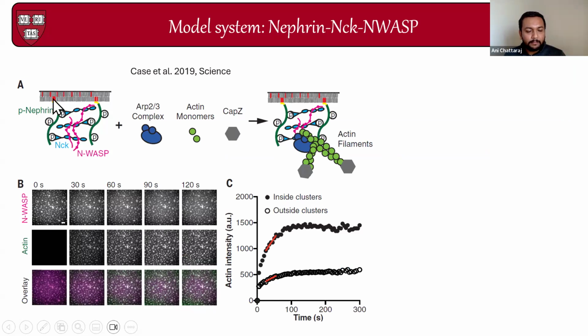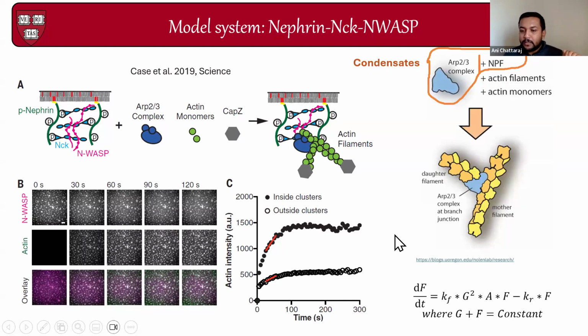We have a bunch of signaling molecules that form clusters and condensates. And once they form the condensate, they can locally produce actin around the vicinity of the droplets. So here is the quantification: around the cluster we have a high production of actin, but outside the cluster we don't have a lot of actin molecules. And by outside, I mean in the bulk solution, not in the vicinity of the cluster. So this is the basic biochemistry that we are modeling.